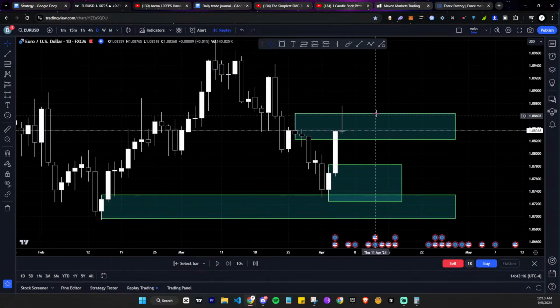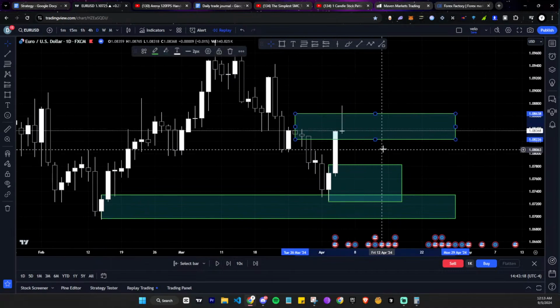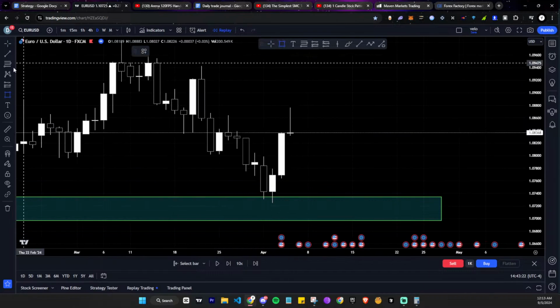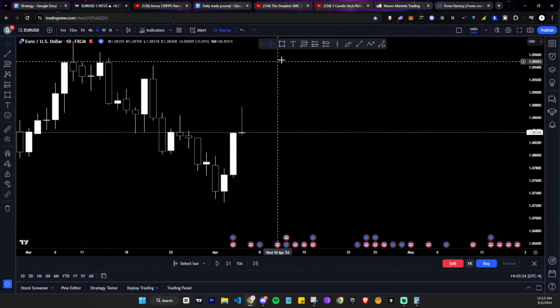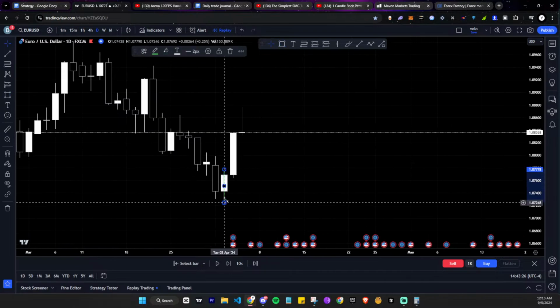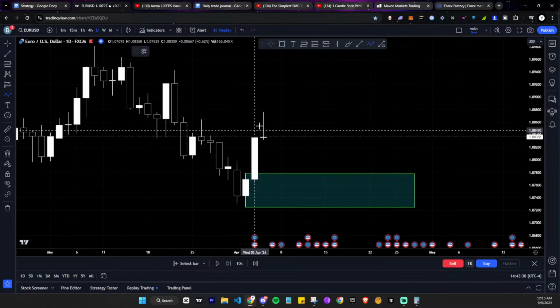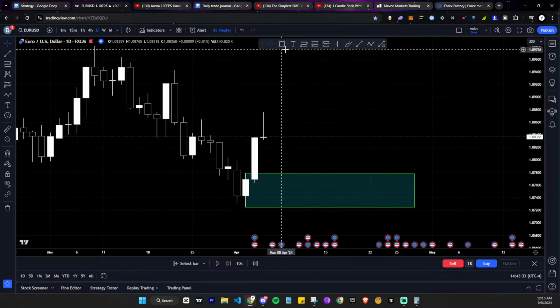And boom, we have a manipulation right here. So now I'm expecting a price retest. Let's see where it's going to retest towards. I'm just going to get rid of this because it's already retested. So this could be rebalanced over here. So I'm expecting a price rebalance. Either it rebalances over here and goes higher. Let's see how it plays out.